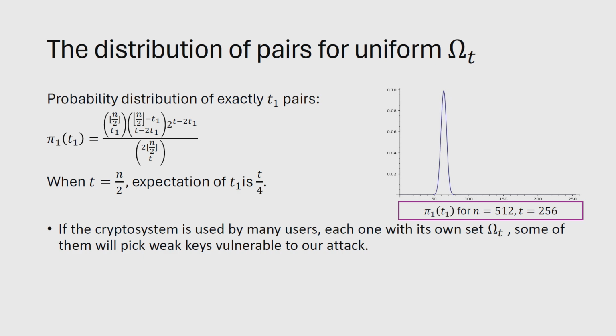So if the cryptosystem is used by many users, some of them will pick keys which are vulnerable to our attack. And that gives the weak key account of the PV knapsack problem.